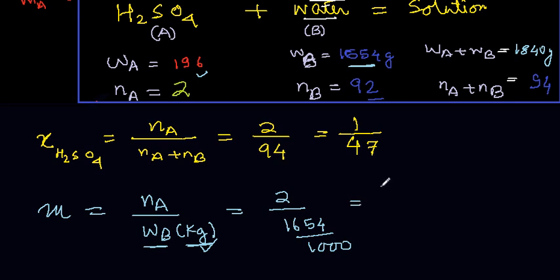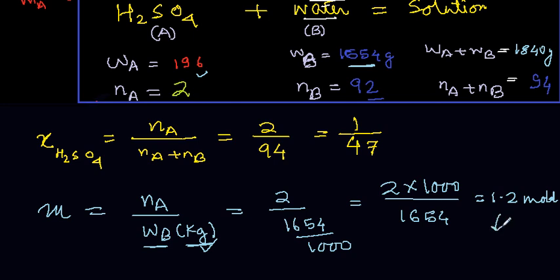So we'll have 2 into 1000 over 1654, which equals 1.2 molal. Since it is in number of moles over kg, we could have also written this as 1.2 mole per kg.